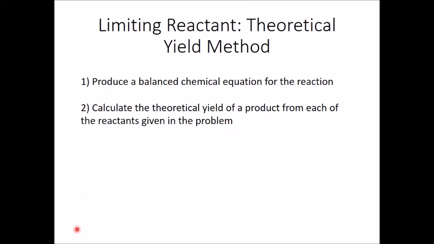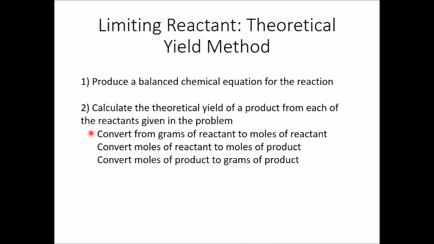To calculate a theoretical yield, you'll first convert from grams of reactant to moles of reactant using its molecular weight. Then you'll use the balanced chemical equation to convert moles of reactant to moles of product. That's what the coefficients in the equation are for. Lastly, you'll convert the moles of product to grams of product, again using the molecular weight.